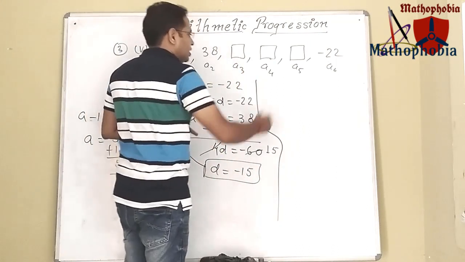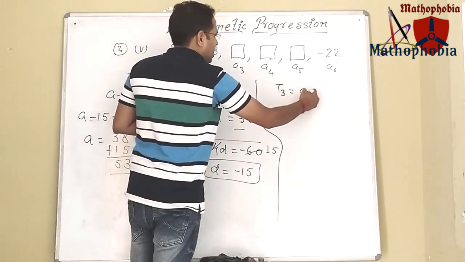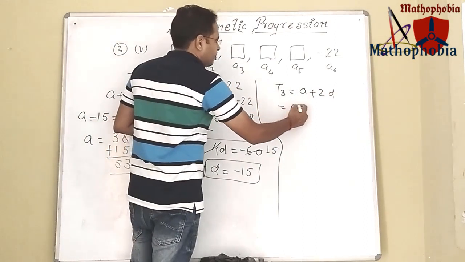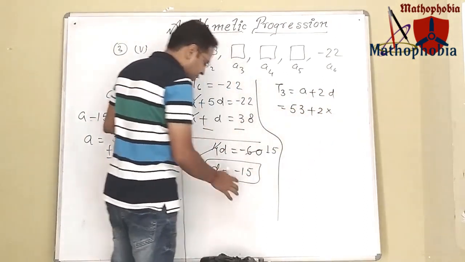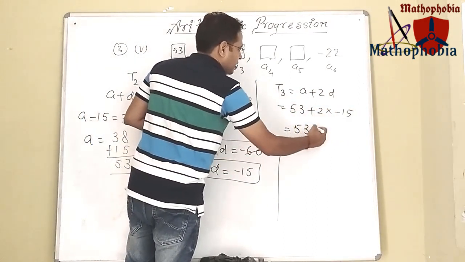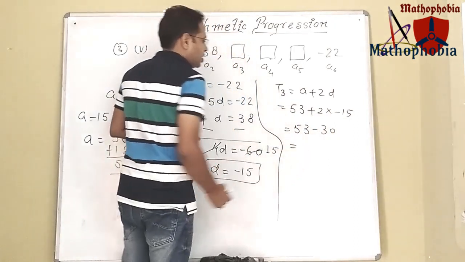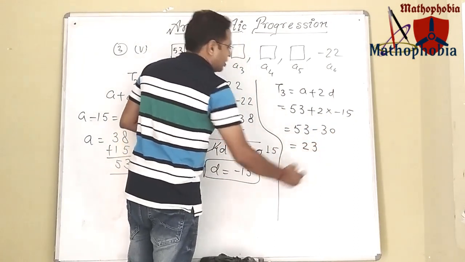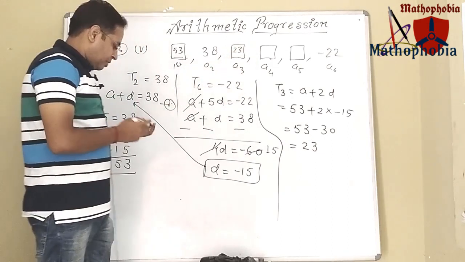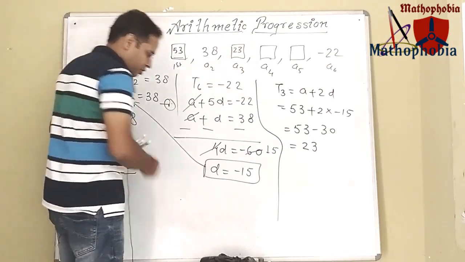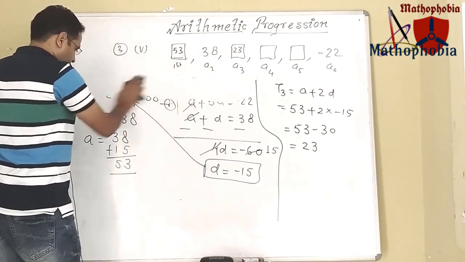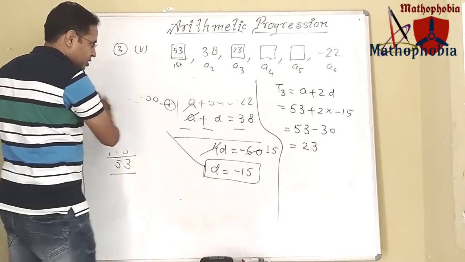So how to calculate the third term? T3 is equal to a plus 2d. Isn't it? What is the value of A? A is 53 plus 2 and d is minus 15. So how much will you get? 53 minus 30. How much will you get? 23. So this will be 23. Similarly, we will find out the fourth term also. A is 53 and D is minus 15.